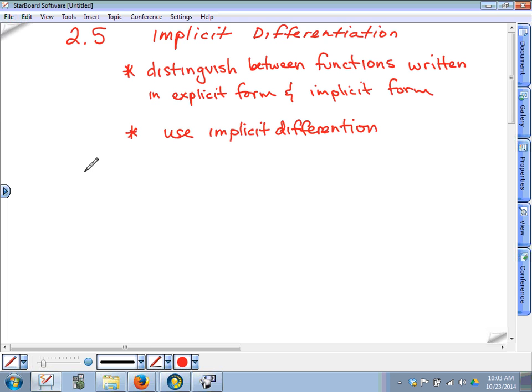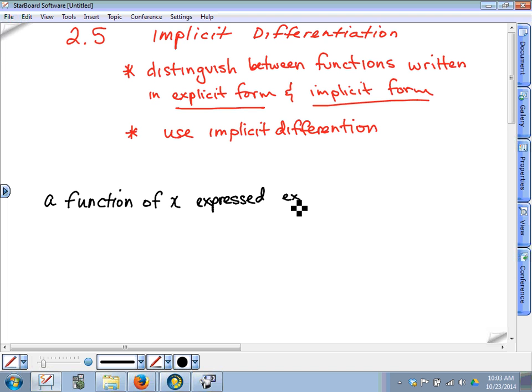So let's talk about these two things: explicit form and implicit form of functions. Here's an example of a function, let's be more specific, a function of x expressed explicitly. Y equals 3x squared minus 5. That's a function that's expressed explicitly.